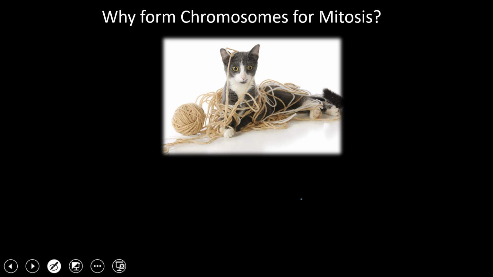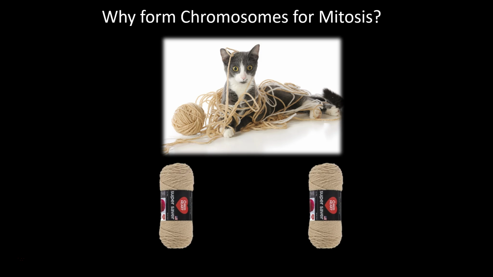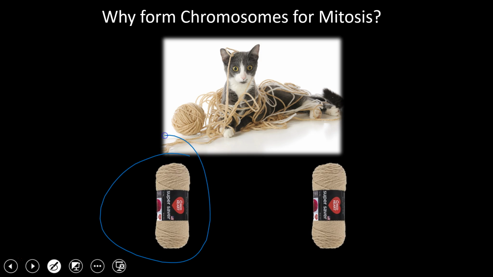So why do we form chromosomes in mitosis? It's to stay organized. If I were to try to separate that ball of yarn, it's going to be a mess. However, if you organize it, it's easy to separate that, and then each one will become its own cell, okay? That's why we form chromosomes, only for cell division.